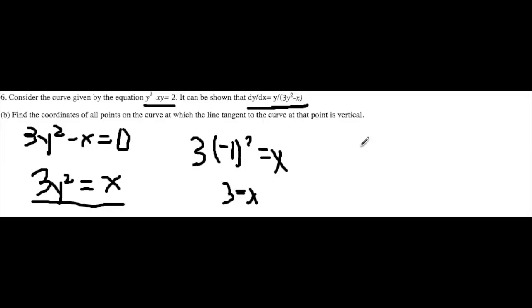So the point will be just 1 point. It says all the points, but it will just be 1 point in this situation. It will be (3, negative 1). And this is all the work you need to show to get all possible points, and all credit for this part of the question. So now let's move on to part C.